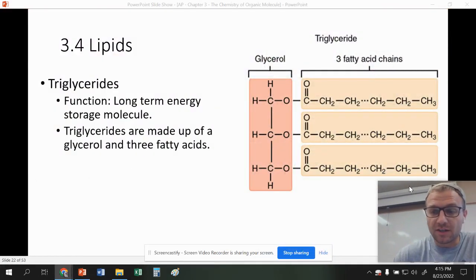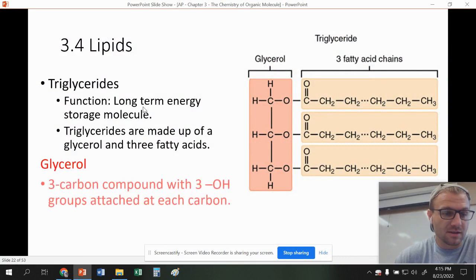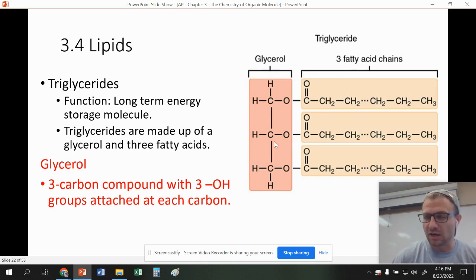All right, let's look at a couple of different examples of these lipids. Triglycerides are an example of lipids. Think tri, meaning three, so there are going to be three fatty acids here. The function is long-term energy storage. When your body breaks down sugar molecules, you eat a bunch of polysaccharides or sugars, and you have too many of certain molecules, which we'll get into later, they'll reform them into triglycerides, and this is where you store energy.